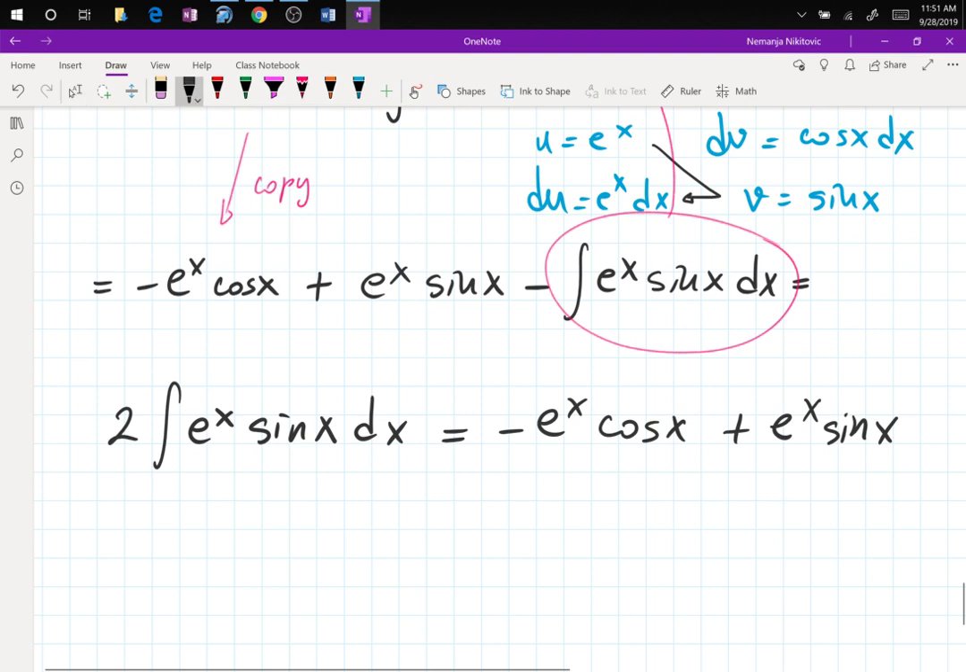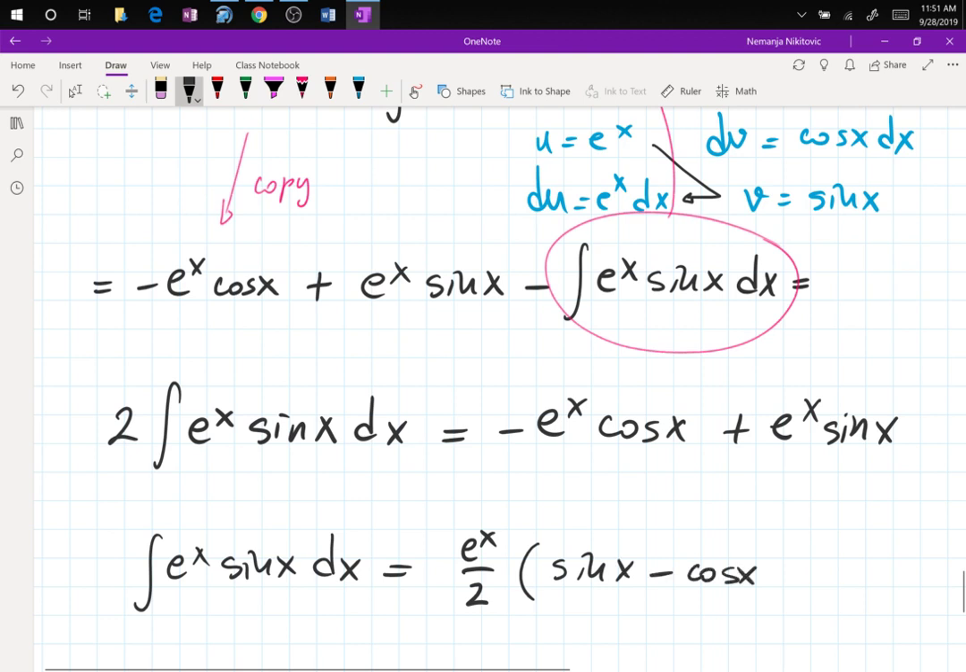So the next line, integral of e to the x sine x dx, is going to be, what can we kick out? We can kick out e to the x, so e to the x over 2, right? That 2 goes to the other side as a half. And in parentheses, we have sine x minus cosine x. And you have your plus c, obviously, for good measure.